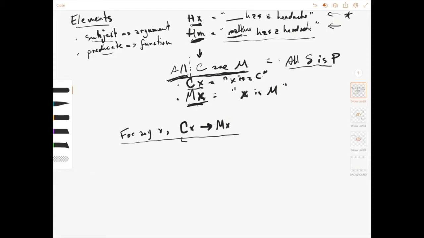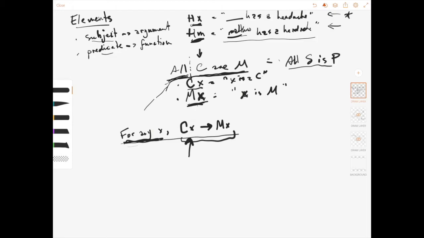Okay? This is the crucial part. The crucial part here is using two predicates instead of just one predicate and connecting them together with material implication, because this is the part that's going to give us the quantifier that corresponds to all in the categorical proposition. How does that work? Well, think about it. For any x means anything you stick in x as an argument is going to be tested in a sense.